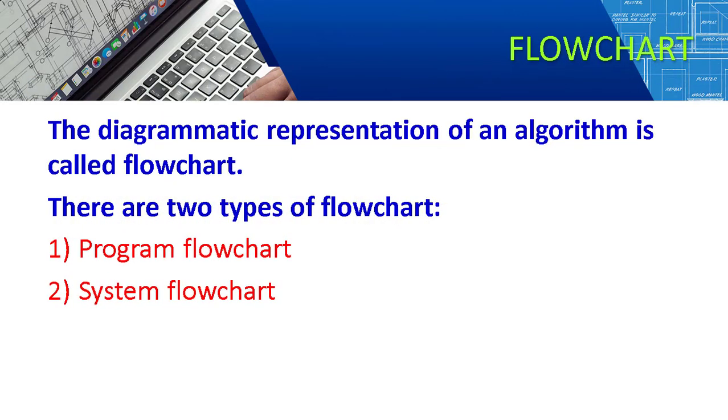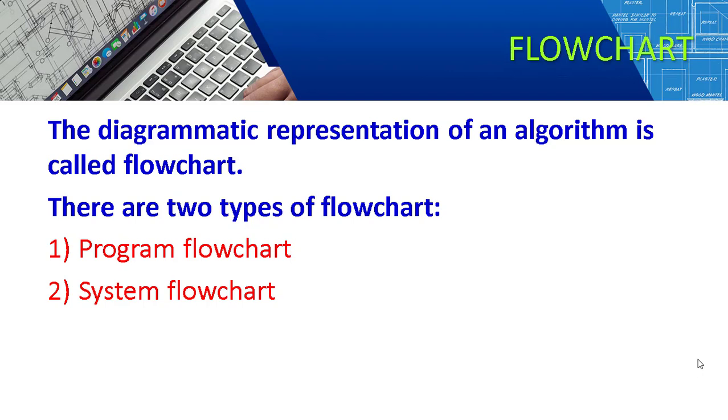In order to design the solution to a problem, we need a flow chart. A flow chart means the diagrammatic representation of an algorithm. There are two types of flow chart. One is program flow chart, the other one is system flow chart. Let us see what is this program flow chart and the system flow chart.